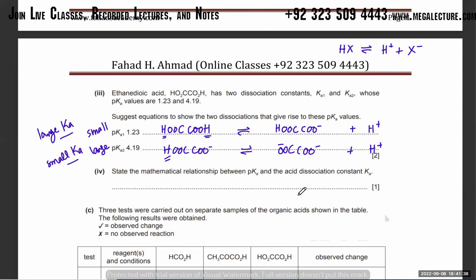So yaad rakhna ki diprotic, triprotic acids, don't think of them as one acid. Think of them as multiple species that are constantly losing H+1 ions. So it's basically this acid.